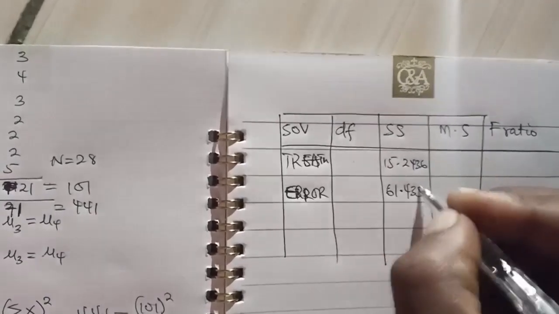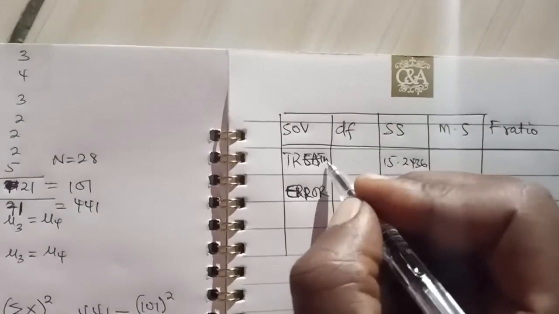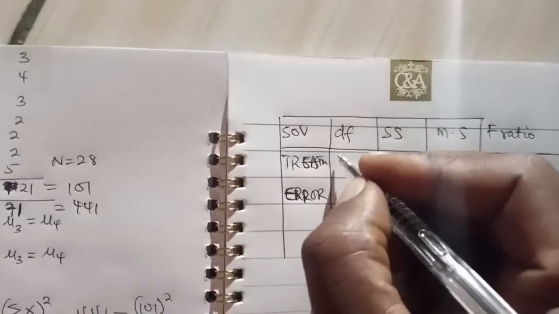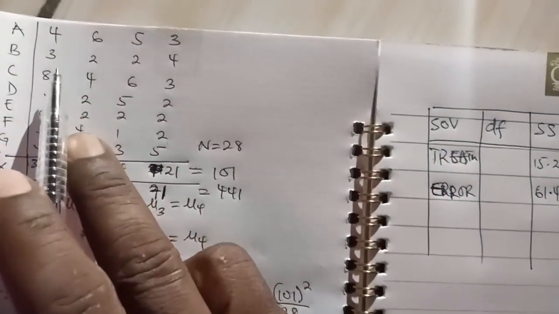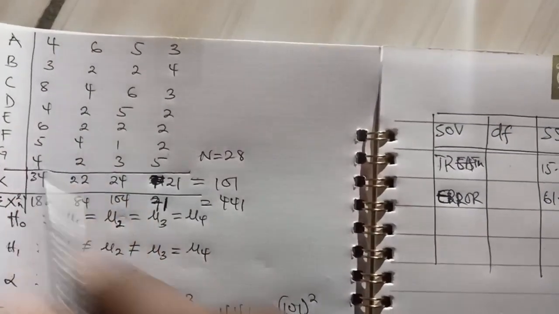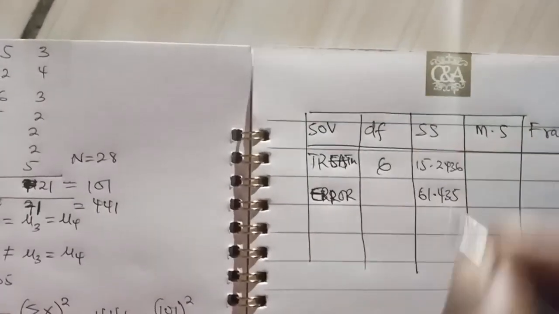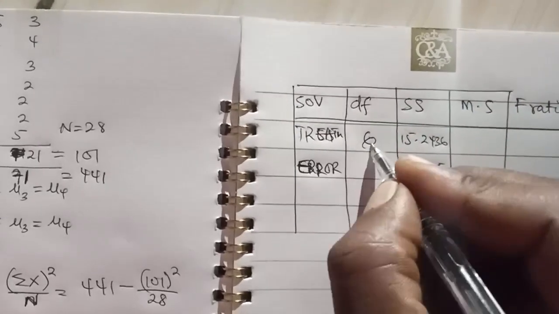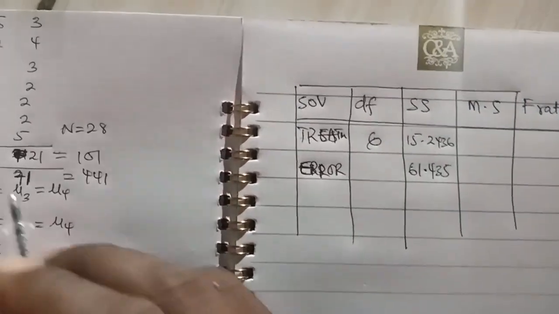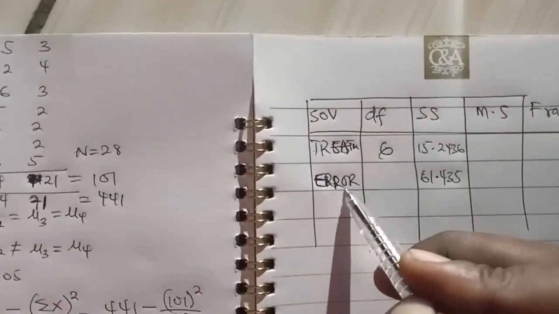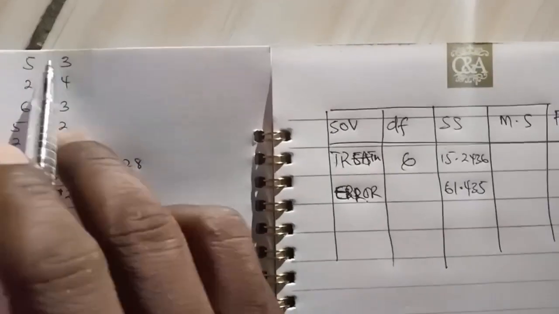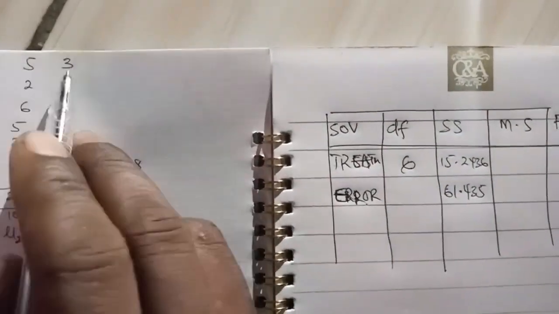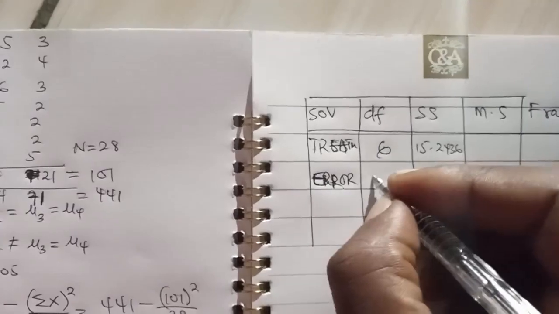61.435. So for the treatment, how to get the degree of freedom is the number of rows that you have minus 1, which is 1, 2, 3, 4, 5, 6, 7. 7 minus 1 will give you 6. So the degree of freedom for treatment there is 6. How we get it for error is the total number, which is 28, minus the rows that we have, 28 minus 4. We have 4 rows. 28 minus 4 will give us 24.